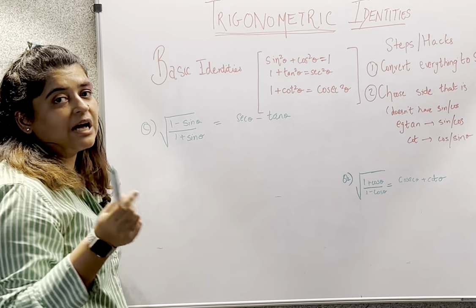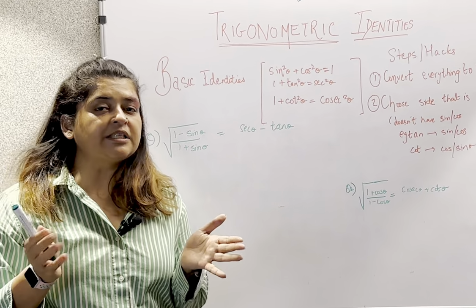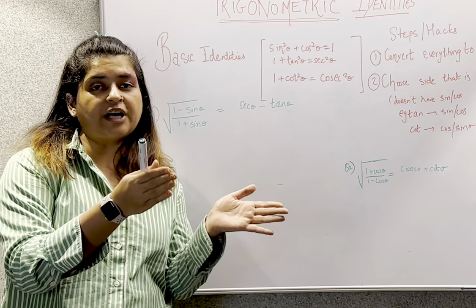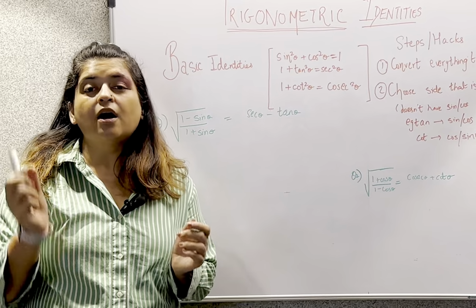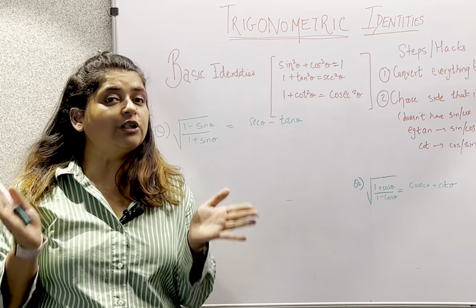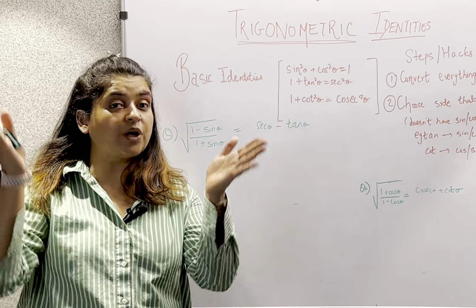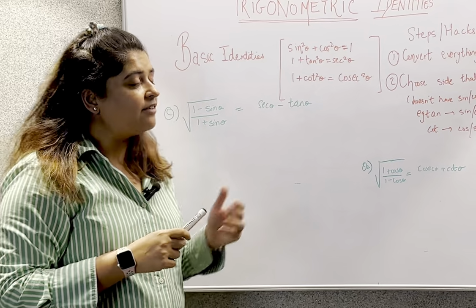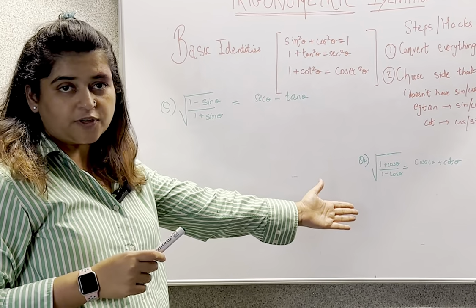So when you start solving trigonometric identities, 99.9% of the time you either solve the left hand side or the right hand side. For very few questions you'll have to solve both left hand side and right hand side together simultaneously and then deduce a proof. I've just written two very simple questions for you.